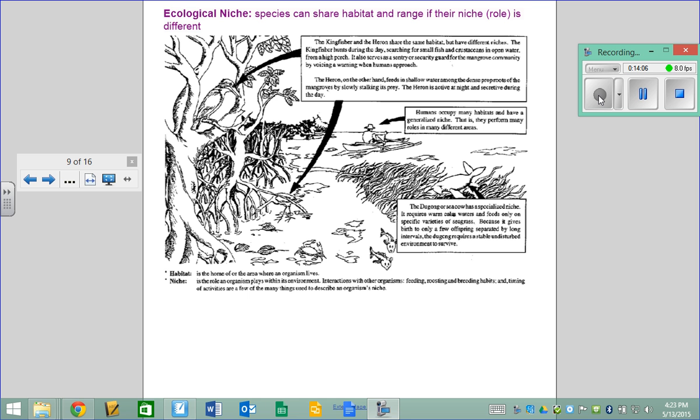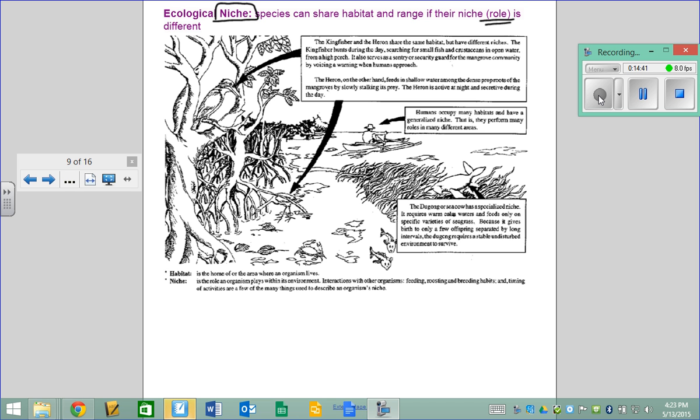Now lastly, if we're talking about where organisms live, we can be specific maybe to one more degree. And we can talk about the word niche. Species can share habitat and range if their niche, if their role, is different. So two organisms might have the exact same habitat and the exact same range, but because they perform different roles in their environment, they can coexist without being a limiting factor on each other.